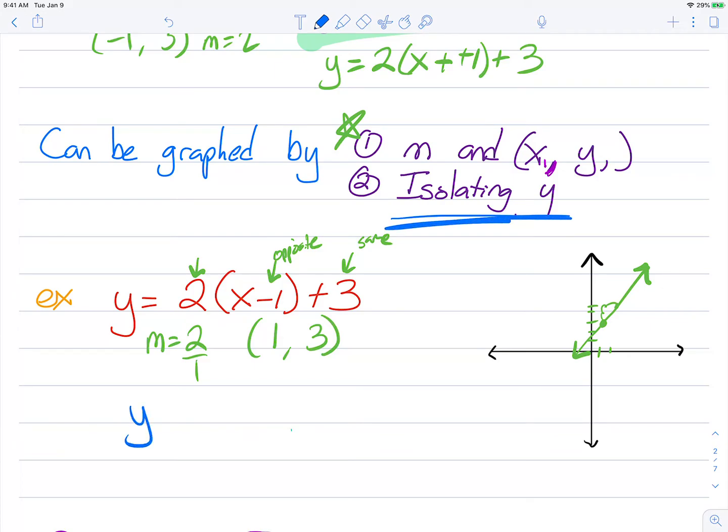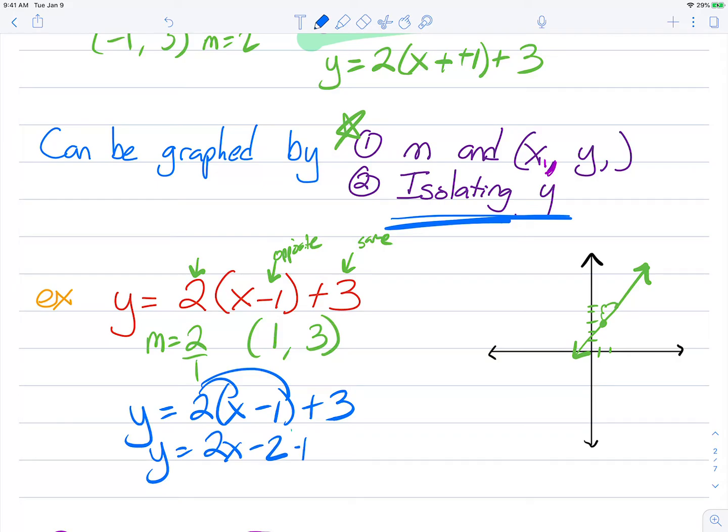Now, a second way that you could also do that is if you isolate y, which basically means taking your point slope equation, distributing and collecting like terms. So if I distributed, I'd get 2x minus 2 plus 3. Combining like terms gives us 2x plus 1. If you look at my graph, it's pretty accurate. It crosses the y-axis at 1, and now we know it has a slope of up 2 over 1 because that's how we created our graph.